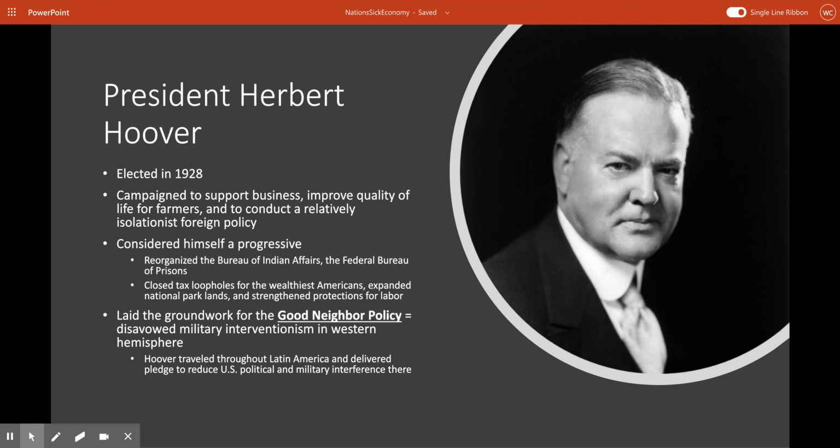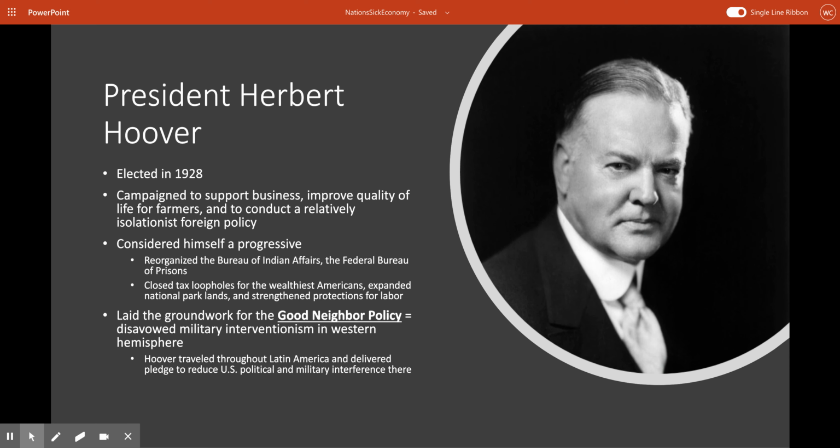He reorganized the Bureau of Indian Affairs. He engaged in the organization of the Federal Bureau of Prisons. He closed tax loopholes for the wealthiest Americans. He expanded national park lands, and he strengthened protections for labor. And his most notable foreign policy achievements were in Latin America.